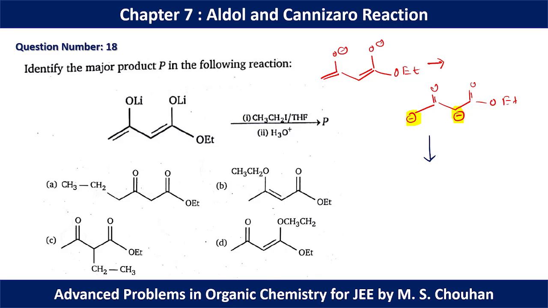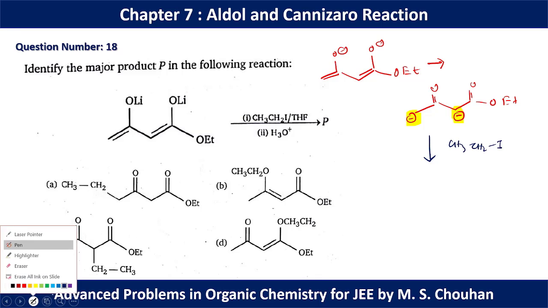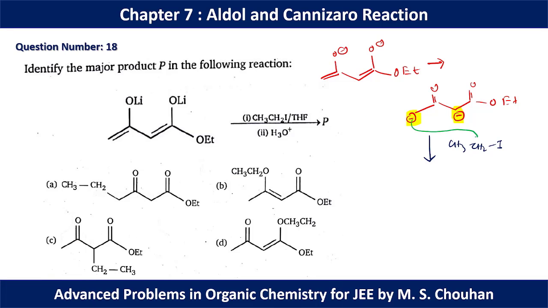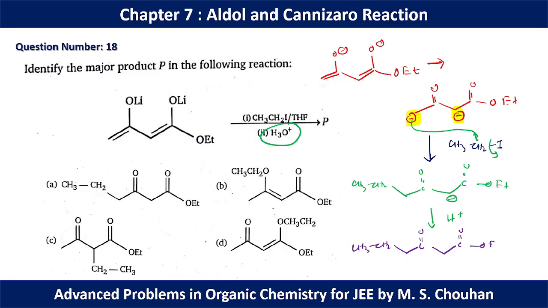Okay. So now if we react with CH3CH2I with only 1 mole, this negative charge can approach this carbon and this iodide will be eliminated. So we can have CH3CH2 carbon C double bond O C double bond O OEt negative, and if we add H plus in the second step, this negative charge will abstract this hydrogen, and we can have the final situation like this: CH3CH2 C double bond O C double bond O OEt. Okay, so for question number 18, option A should be the correct option.